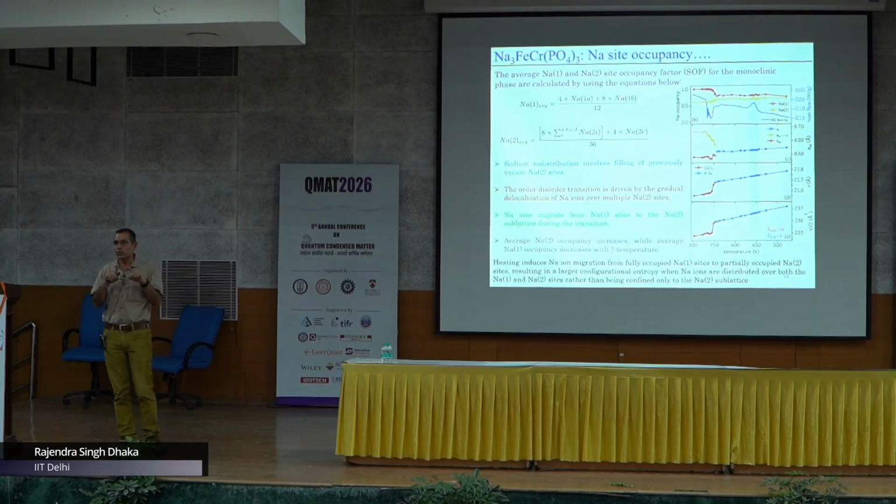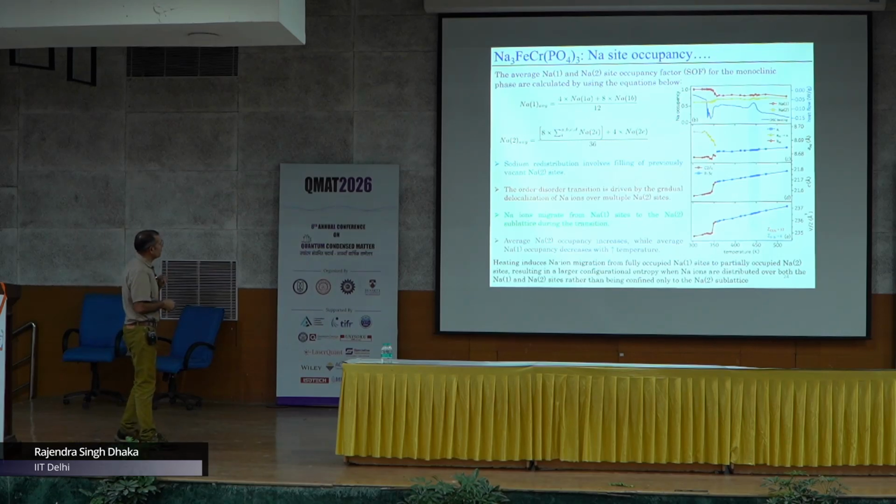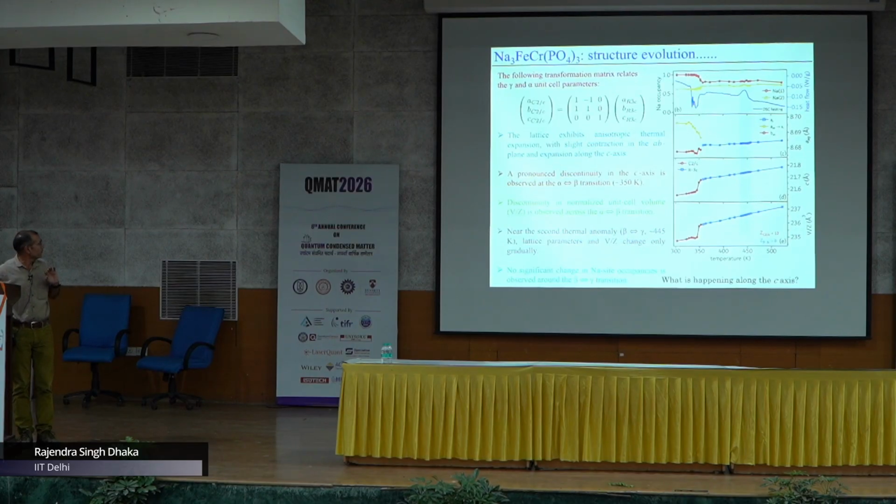We saw how the sodium ion rearrangement happens with temperature. You can see the sodium ion moving from the fully occupied site and the partially occupied site, going from the sodium 1 site to the sodium 2 site. So this occupancy is decreasing and this occupancy is increasing, and above this transition it is more or less similar. That was one observation, where we saw the rearrangement of sodium ions among the available sites.